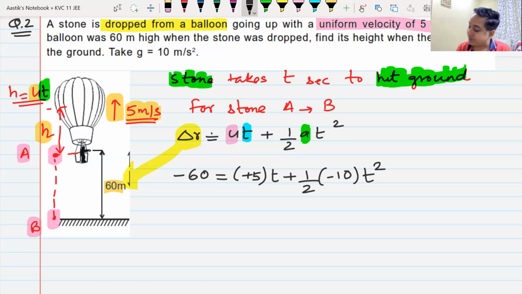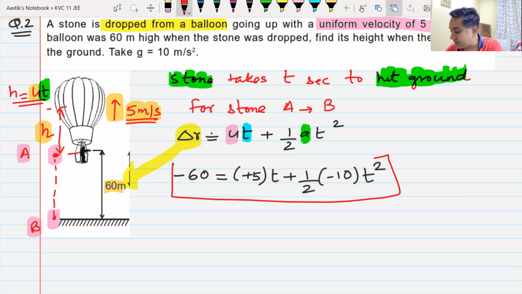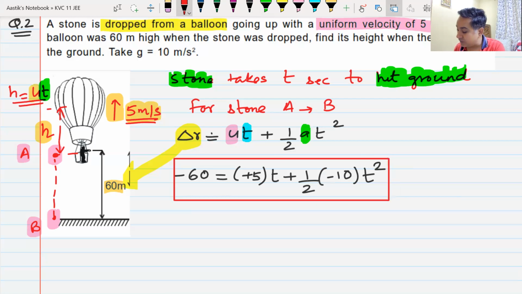This is a very simple quadratic equation in T. It will give you 2 values of T. I'm not going to solve it for you. You should be able to do it. Can you tell me what are the values of T you are getting? First.